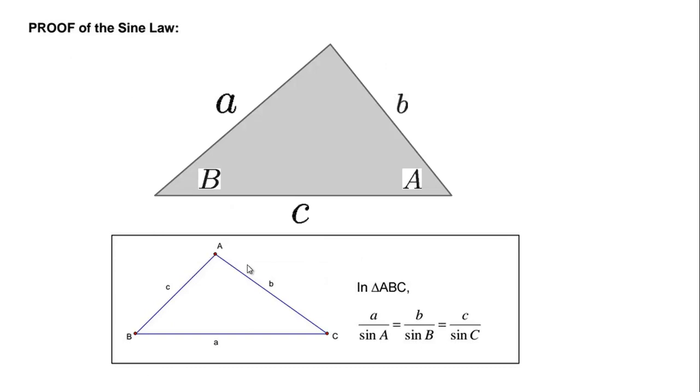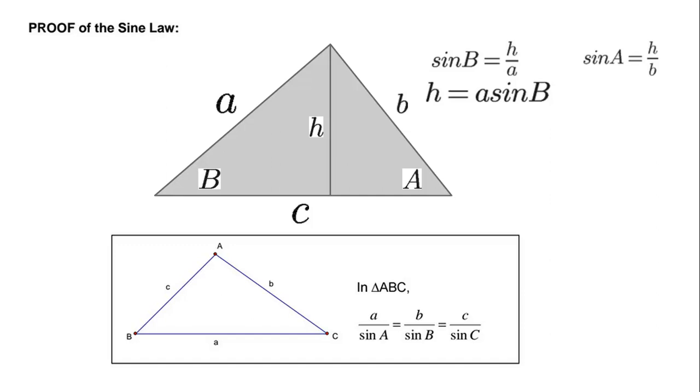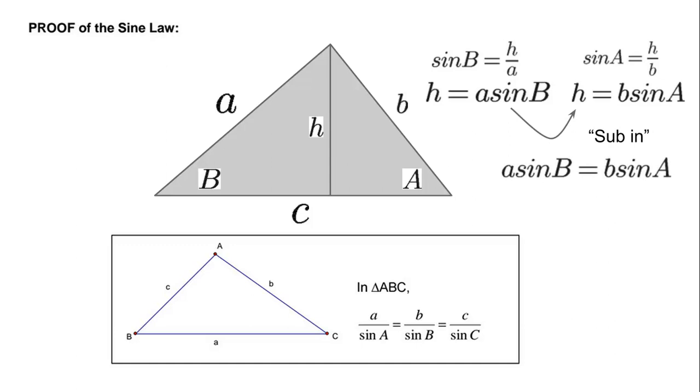To prove the sine law, we take a triangle that looks like this, A, B, and C. We cut the triangle in half, and we introduce another variable called h. So we know sine B is h over A, opposite over hypotenuse, and sine A is h over B, opposite over hypotenuse. We can rearrange. H is A sine B, and h is also equal to B sine A. And so that means that they're equal to each other. A sine B equals B sine A. And if you divide them out, we get sine B over B and sine A over A.